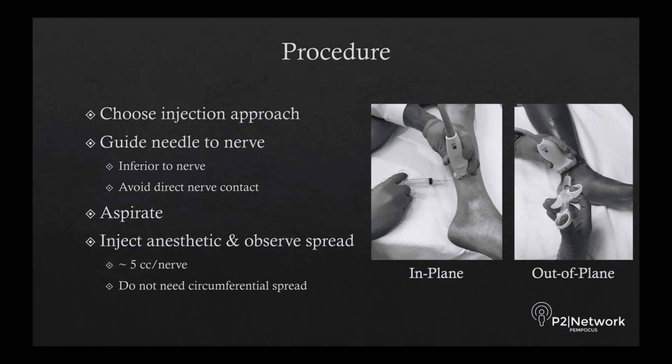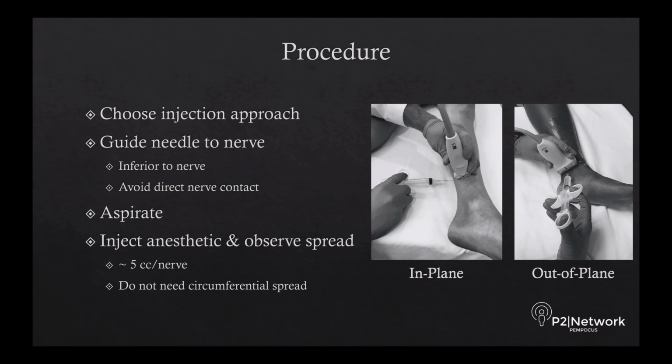Once you've chosen your approach, you need to guide your needle to the nerve. Your target should be to guide the needle just inferior to the nerve. This accomplishes two things. First, it helps to prevent any inadvertent air that may be injected from shrouding the view of structures below. Second, as you inject your anesthetic, it tends to cause the nerve to lift a little bit, which makes it easier to see.